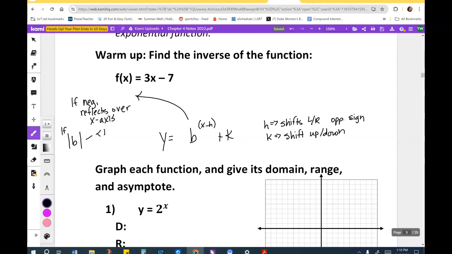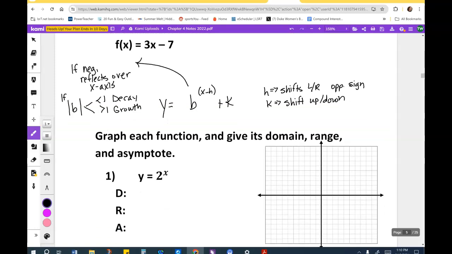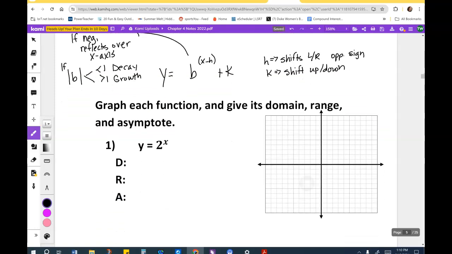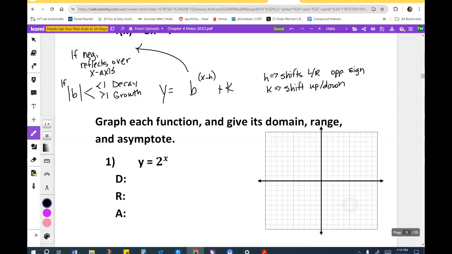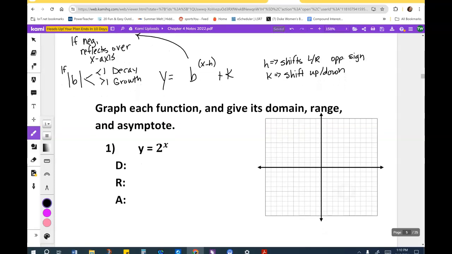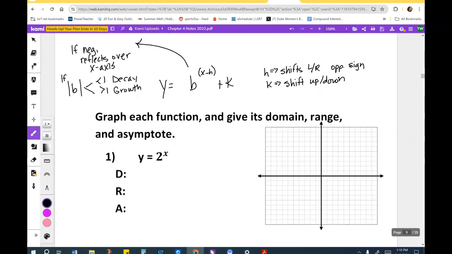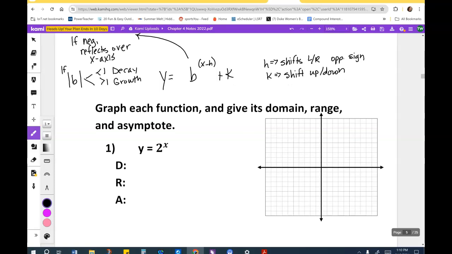If it's less than 1, it's going to be a decay. And if it's greater than 1, it's going to be growth. And sometimes that decay, that less than 1, might be a fraction, sometimes it's a decimal, but if it's less than 1, it's decay, if it's greater than 1, it's growth. Okay, so those are the main parts. Once you have your parent function, those are the ways the parent function shifts.